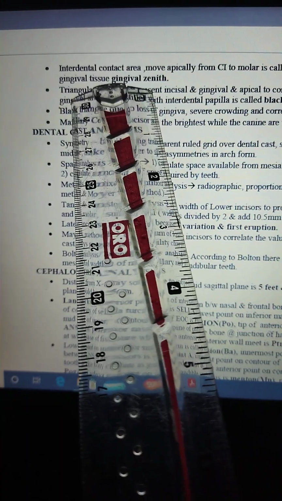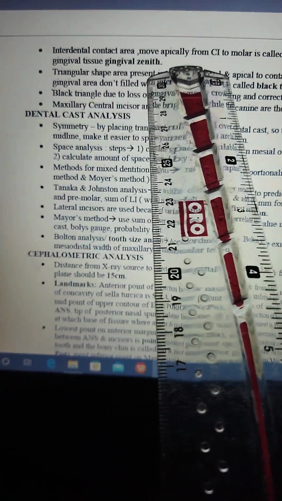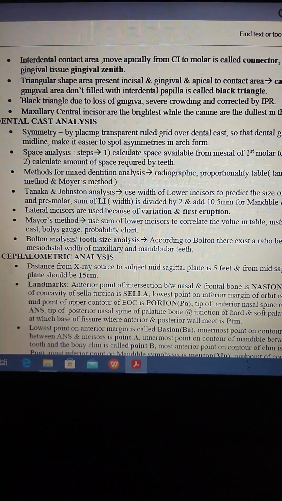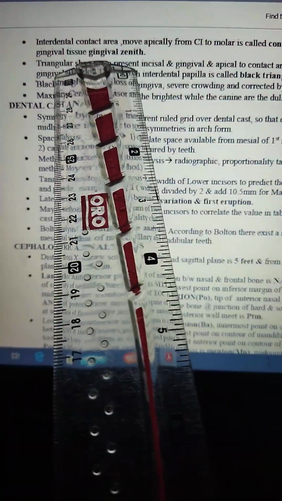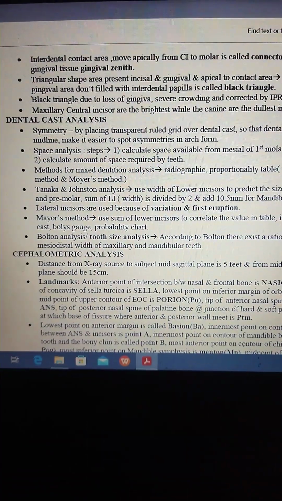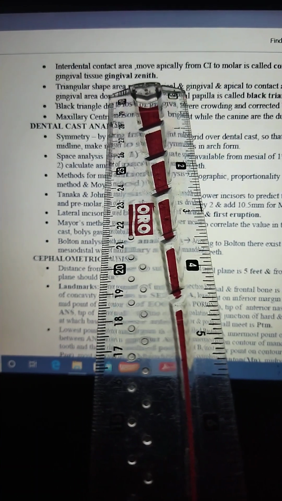Interdental contact area, which is under microesthetics, moves apically from central incisor to molar, and is called the connector. Most apical point on the gingival tissue is known as gingival zenith. It is an important MCQ too.